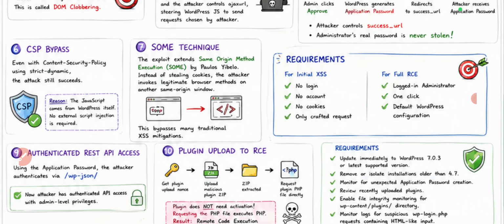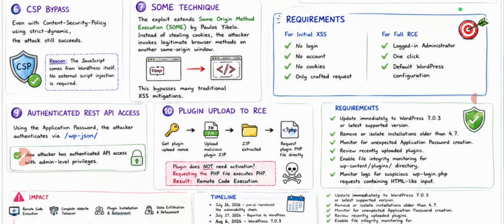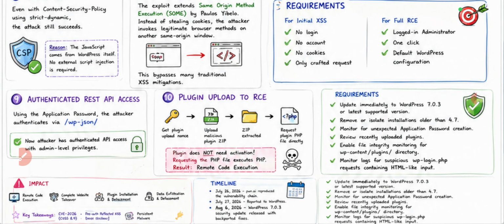Coming to the requirements and application password abuse: the admin clicks approve, WordPress generates an application password and redirects to the success URL, then the attacker receives the application password, as the attacker controls the success URL. Coming to the requirements: no login, no account, no cookies, a logged-in administrator, one click, default WordPress configuration. The flow is the role authentication, reset API, then plugin upload to RCE.